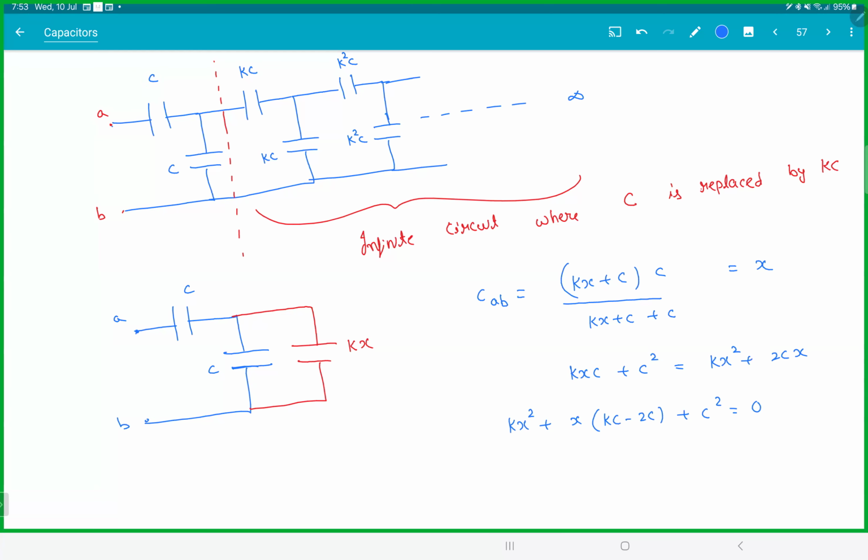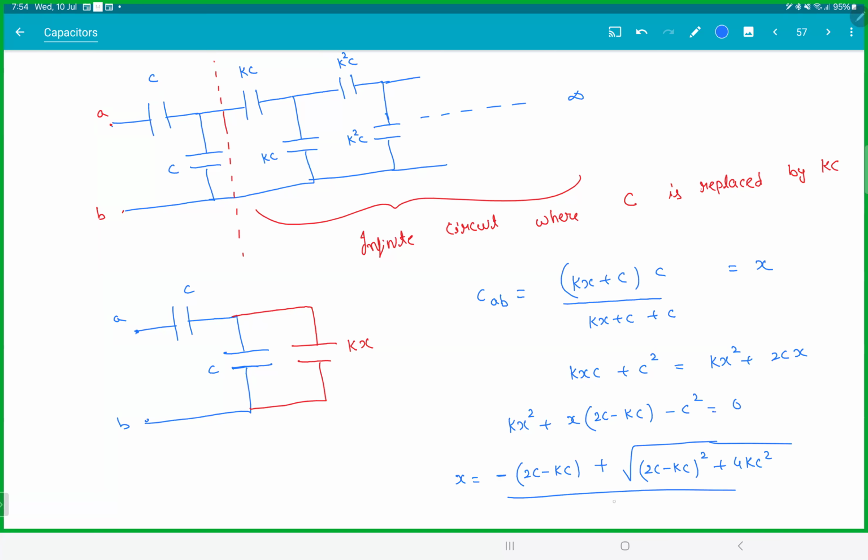I made a mistake with the sign. This is X into 2C minus Kc minus C square is equal to 0. Therefore, the value of X would be minus B, that is 2C minus Kc, plus root over B square, so 2C minus Kc whole square, plus 4Kc square, by 2K. That's your answer.